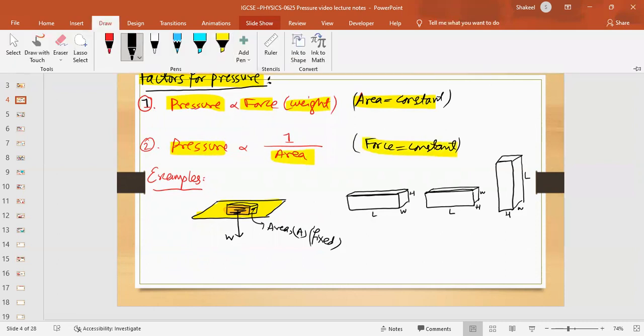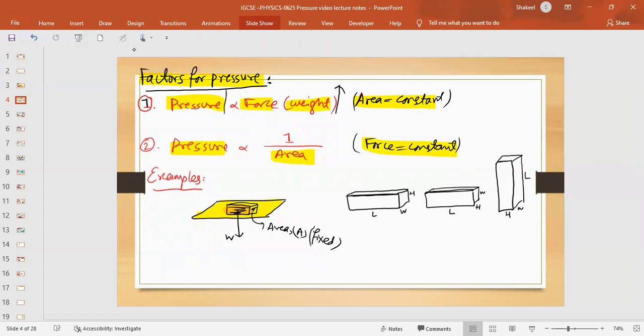It means that if you keep on increasing the weight or the force, pressure will keep on increasing. And on the other hand, if you increase the contact area, the pressure is going to decrease because this is inverse proportionality. Now let's look upon the example.